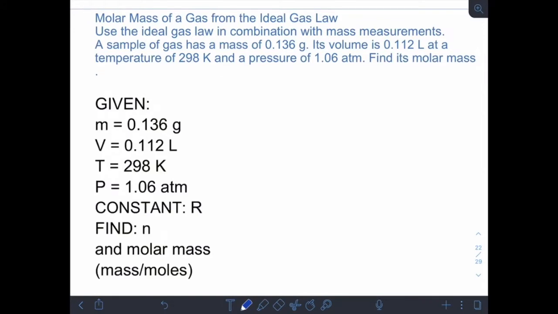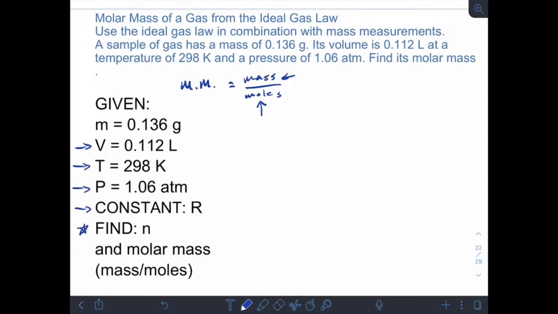All right, let's calculate the molar mass of a gas from the ideal gas law. Now there's a couple of ways to go about this, but we're going to do it the most simple way, given that we know the mass. To get molar mass, MM, it is mass over moles. We already have the mass, so what I need is moles. And I have volume, temperature, pressure, and R, so all I need to do is find n.